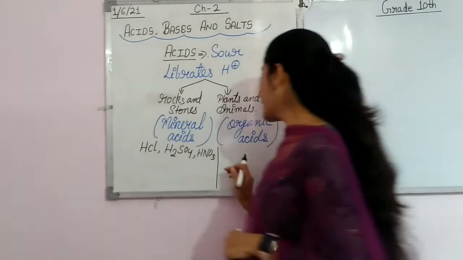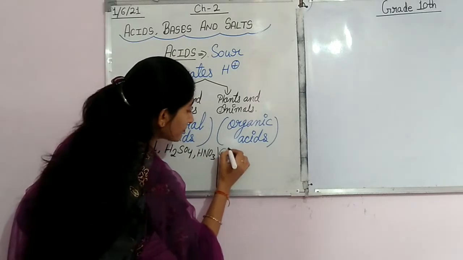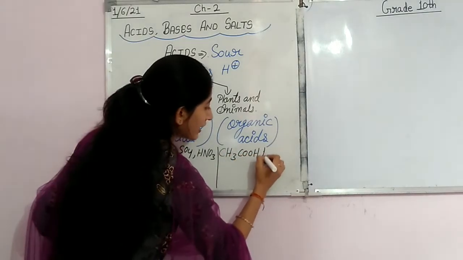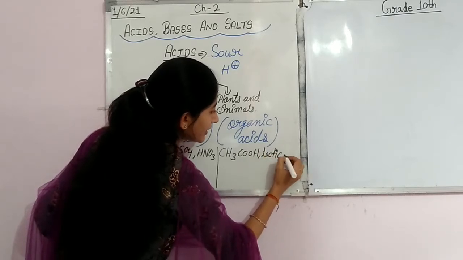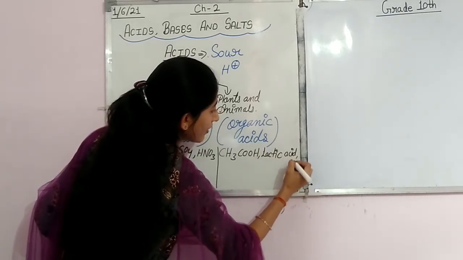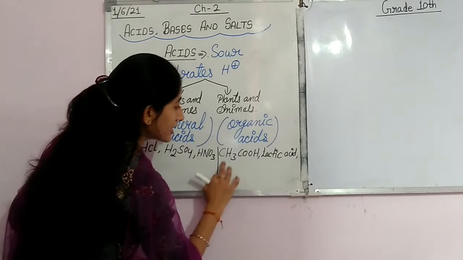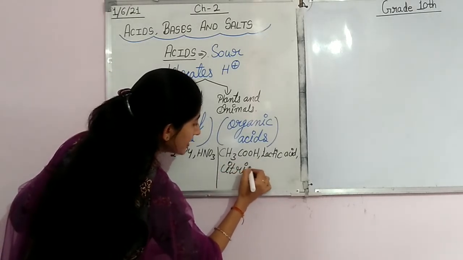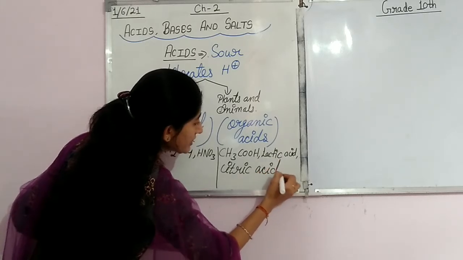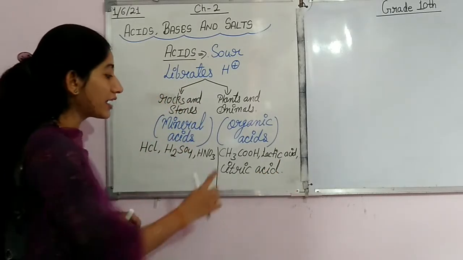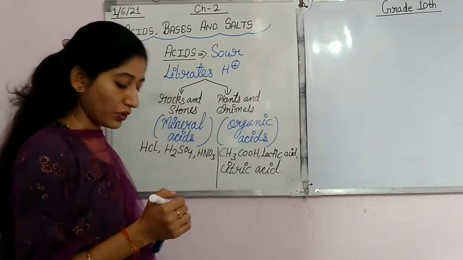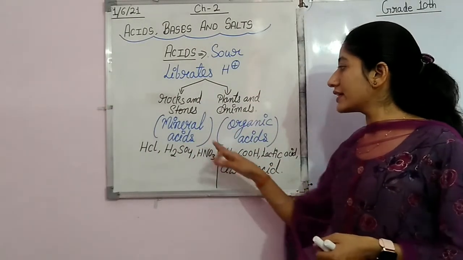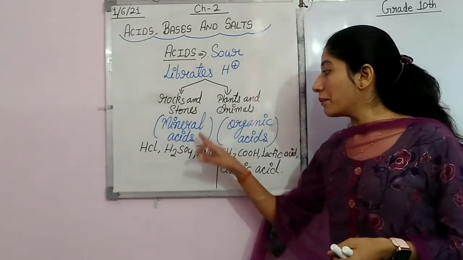Now what are the organic acids? Organic acids like acetic acid, CH3COOH. Then we have lactic acid. This is our acetic acid, this is lactic acid. Then we have citric acid. What are these acids? These all acids are our organic acids. Okay, so these are the examples of organic acid. These are the examples of mineral acid.